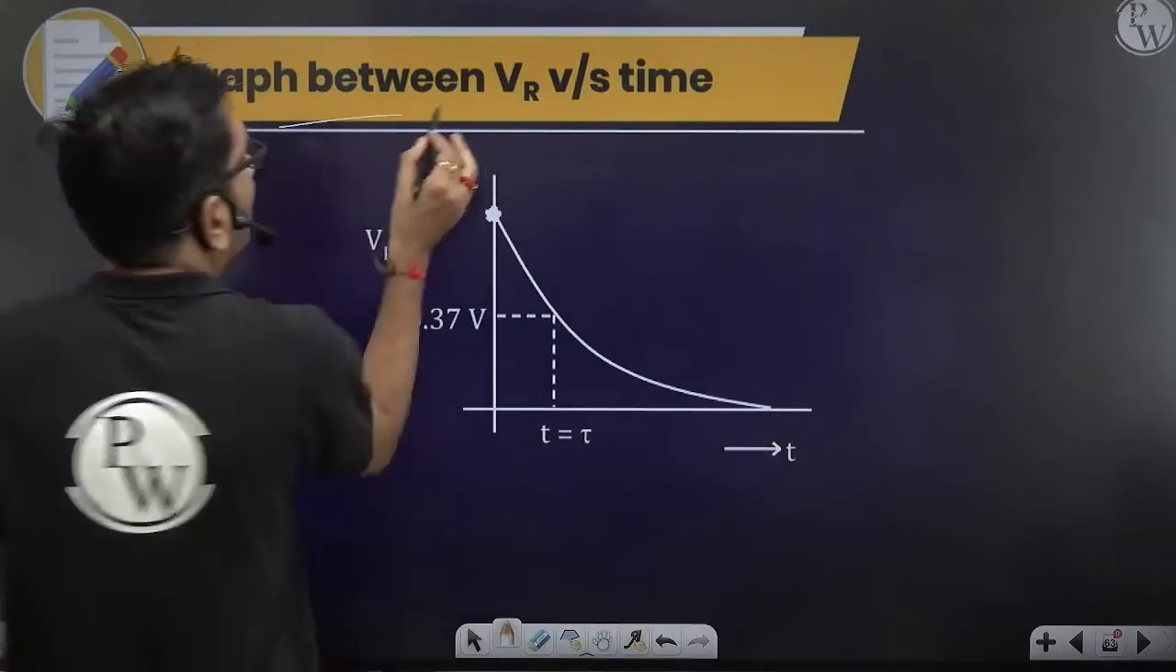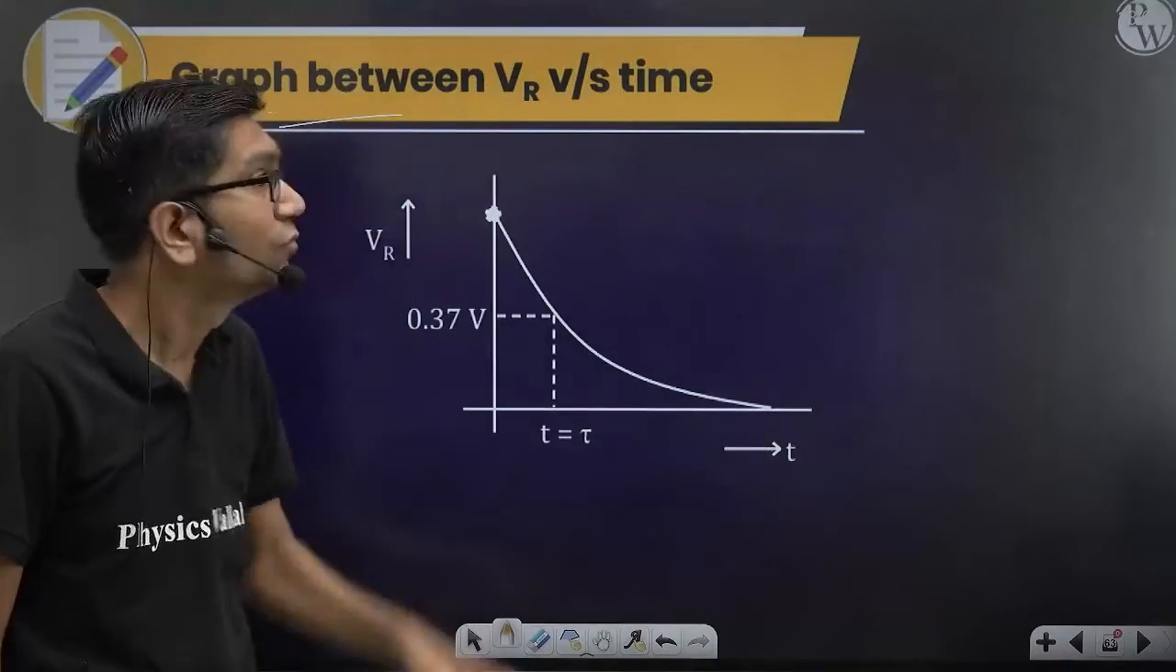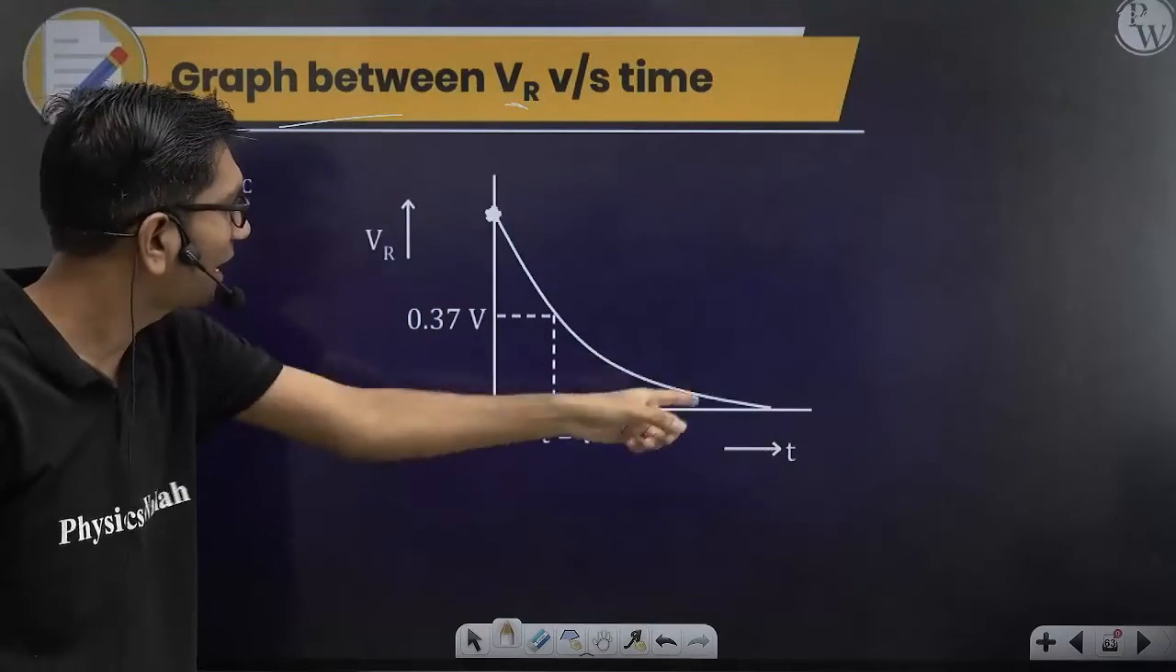Next, the graph between voltage versus time. Voltage across the resistance is decreasing, sir. Again, same graph.